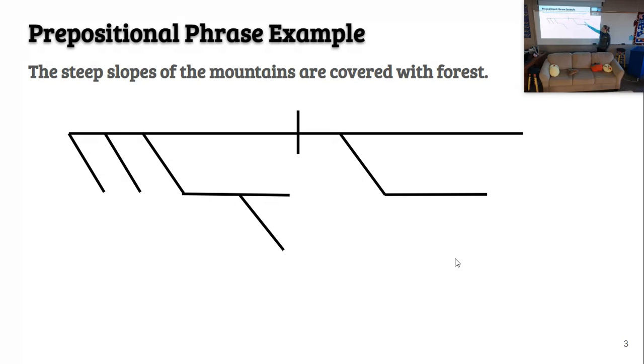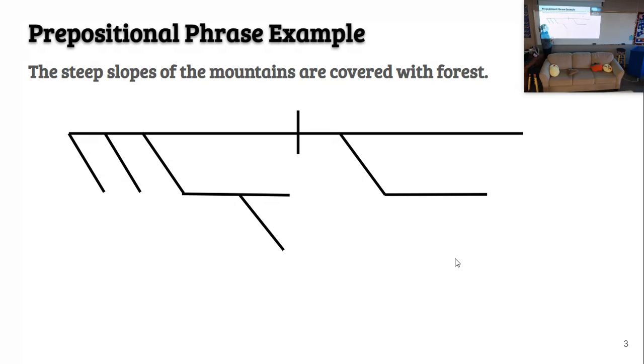So let's take a look at this. Do we see any prepositional phrases in that sentence? Creighton. Yeah, of the mountains. So I'm just going to put of the mountains in parentheses here. Of the mountains is a prep phrase. Do we see any other ones in this sentence? Any others? Yeah, Aiden? Yep, with forest. I know my thing is kind of blocking it here, but you should see it on your paper. With forest is also a prep phrase. Any others? I see a couple people shaking their heads no.